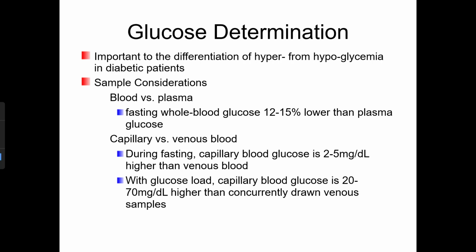Glucose determination is important to the differentiation of hyper- from hypoglycemia in diabetic patients. So, sample considerations, blood versus plasma. Fasting whole blood glucose is 12 to 15% lower than plasma glucose. Capillary versus venous blood: during fasting, capillary blood glucose is 2 to 5 mg per deciliter higher than venous blood. With glucose load, capillary blood glucose is 20 to 70 mg per deciliter higher than concurrently drawn venous samples. So knowing where the blood is being drawn from is going to be important.